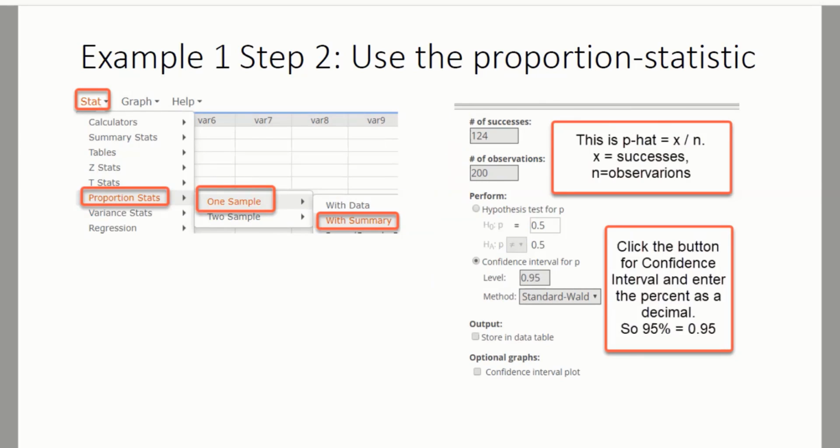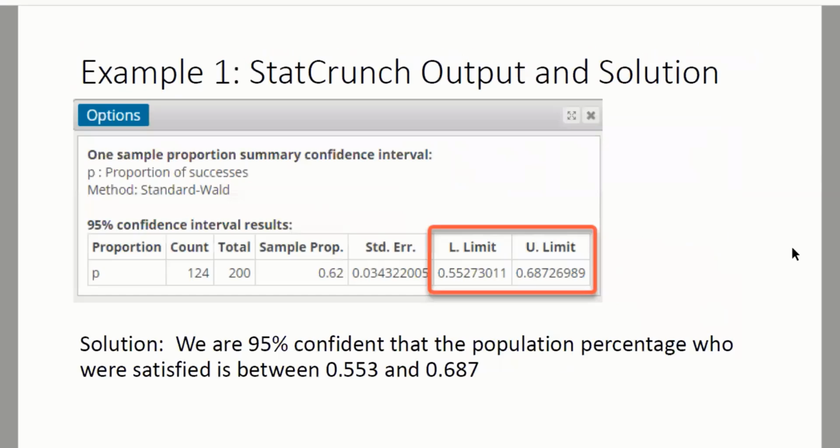So we're going to go look at the output next. And we're given something very similar to last time, the one sample proportion summary confidence interval. It reminds us we're looking for a proportion P, what our count was, and what our total was. So if you get a wrong answer, you might want to go back and see that you didn't type those incorrectly. This is our sample proportion p hat that we found in our population, our lower limit and our upper limit.